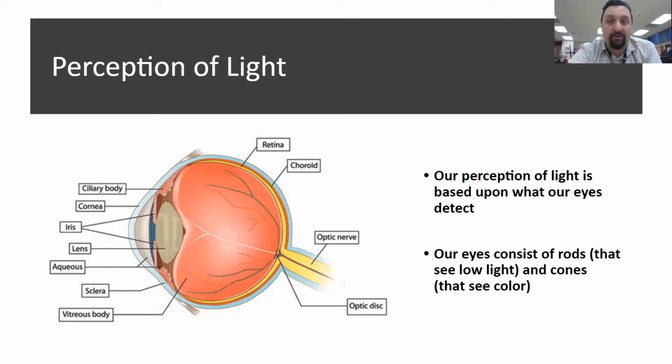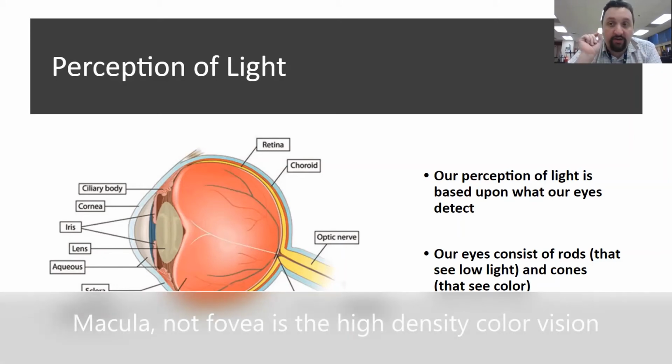However, what you're experiencing is color vision. Most of your color vision is centered around the fovea, which is a whole bunch of the cones which can see color.